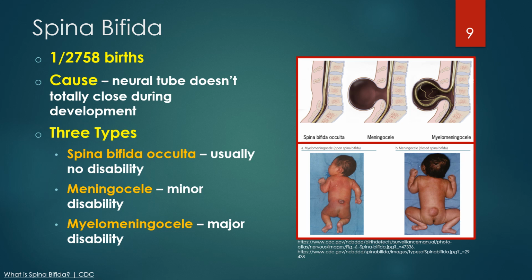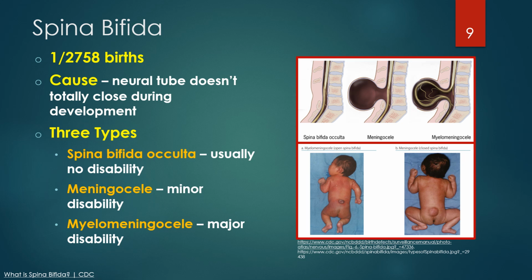Spina bifida occulta is the mildest type of spina bifida. With it, there is a small gap in the bony vertebral covering of the spine, but no opening or sac on the back. The spinal cord and nerves usually are normal. This type of spina bifida is usually not associated with disabilities.